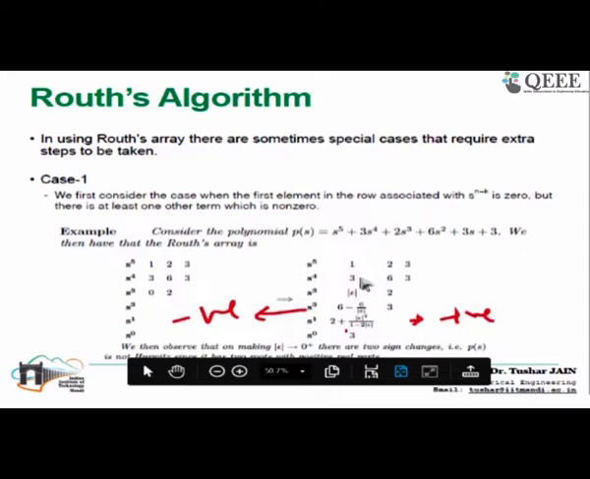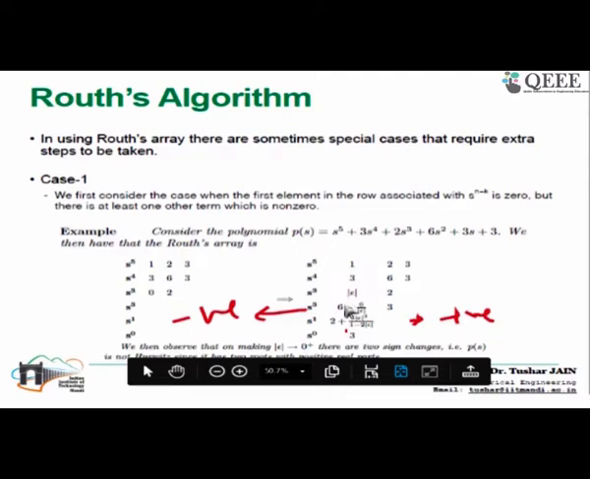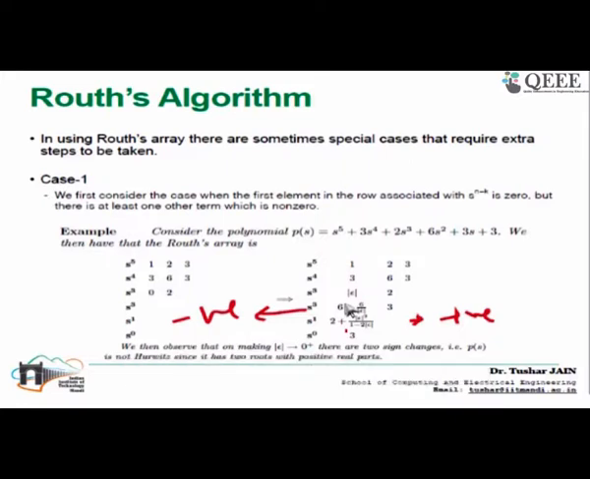Okay, so we saw that this number would be a very small positive value, this is negative, here we have the positive, and the next one is also positive. So how many sign changes? From positive to negative, negative to positive, 2 sign changes. That is to say, 2 roots of this polynomial will lie on the right hand side of the S-plane.